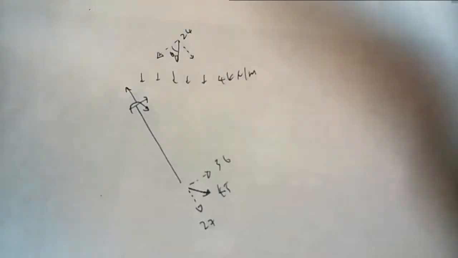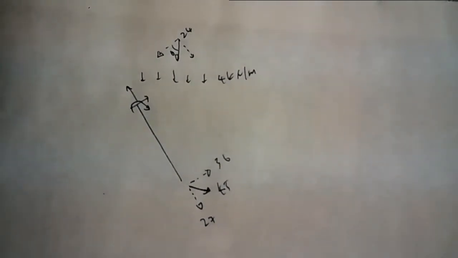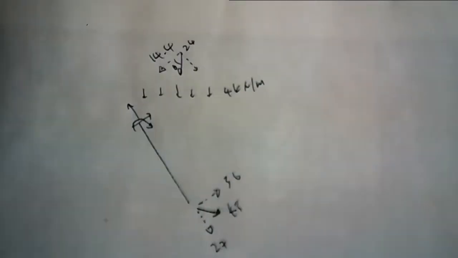Okay, this is theta. 24 times cos theta, let me calculate first. 24 times cos theta, which is 0.6, so basically it's 14.4. And then this one, sine theta, is 19.2. So immediately we can find out the axial force. The axial force is actually 19.2 plus 27. Okay, 19.2 plus 27 is 46.2.